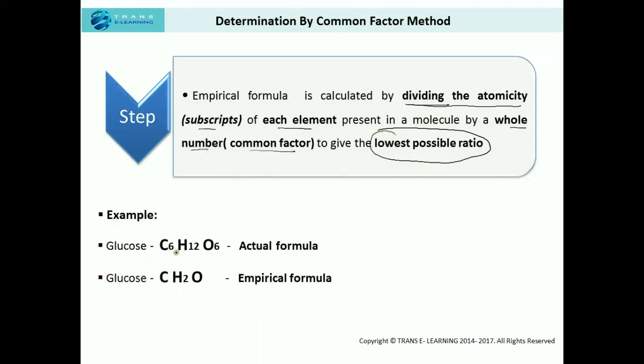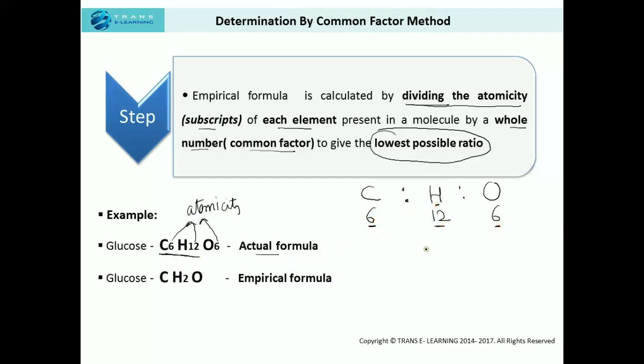Here I have taken an example of glucose, that is C6H12O6. This is the actual formula. Let me write the ratios of each element present in glucose. That is carbon, hydrogen, and then oxygen. Here we have 6 atoms of carbon, then 12 atoms of hydrogen, and then 6 atoms of oxygen. Now these 3 subscripts are known as atomicity because these represent the number of atoms of each element present. So in the molecule of glucose we have 6 atoms of carbon, 12 atoms of hydrogen, 6 atoms of oxygen.